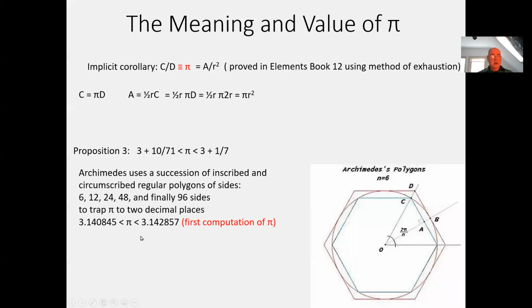He's going to start with 6 sides. Actually, I'm going to start with 3 sides. He's going to go out to 96 sides, and he's exhausted. He can't double 96. It's just too much work because of the algebra he has available to him. And he does trap it between 3.1408, blah, blah, blah, and 3.142. So he traps it between, to the second decimal point, 3.14.